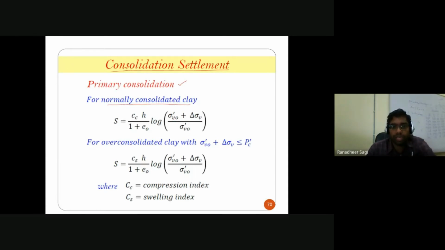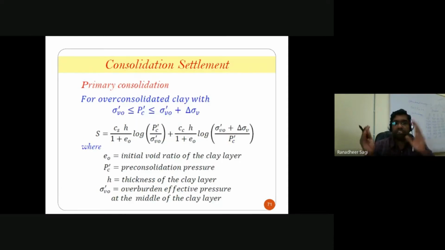Okay, in the vertical direction, I need not specifically call it vertical, because automatically what we are trying to talk about is in the vertical direction only. So it's the initial effective stress plus the increment in stress on that particular soil sample, divided by your initial effective stress. And if the soil exists completely in the over consolidated condition only, then the settlement, how do we estimate, I have already talked about.